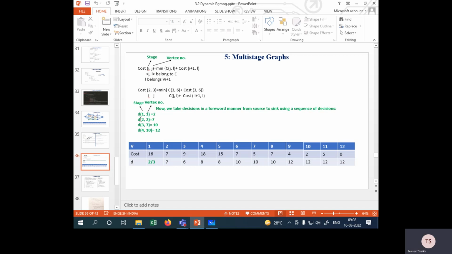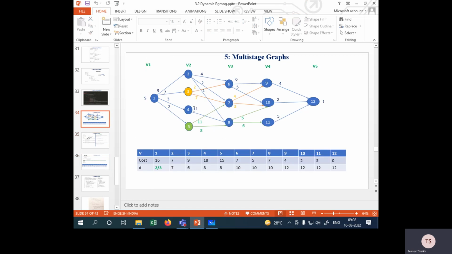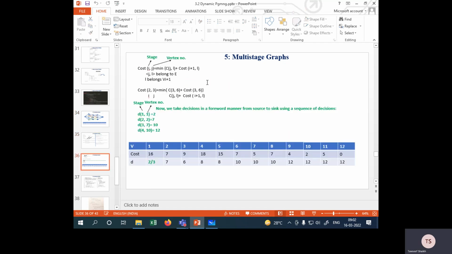That's why I am writing that d of 1 comma 1, from stage 1 vertex 1, the minimum next node is node 2, that is in stage 2. So ignore all the other 3 nodes, go to this node 2. So from here it has reached this point. Okay, so when we are at node 2, which is in stage 2, we have to go to stage 3.